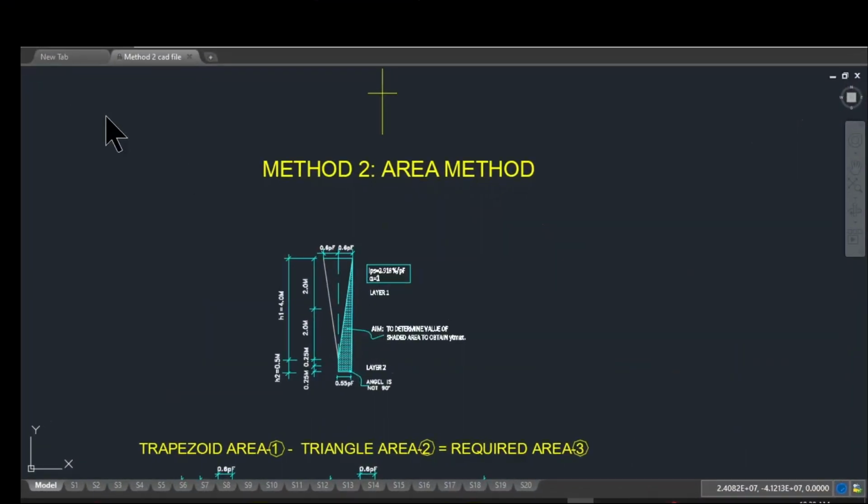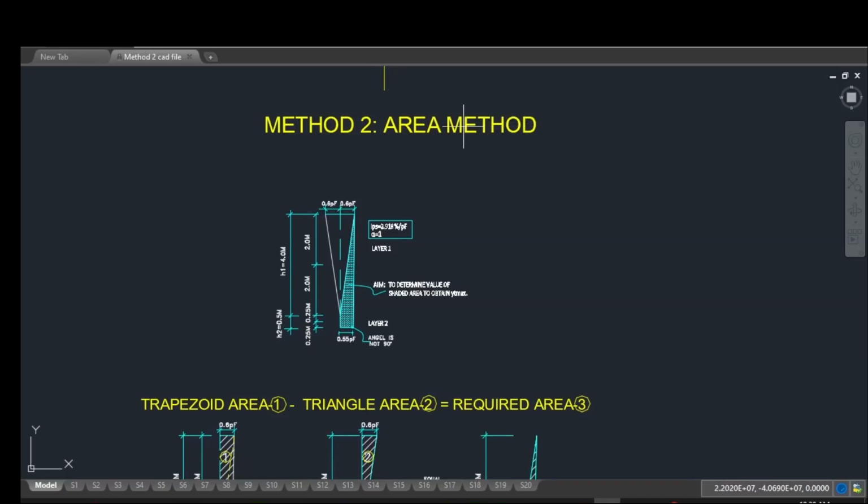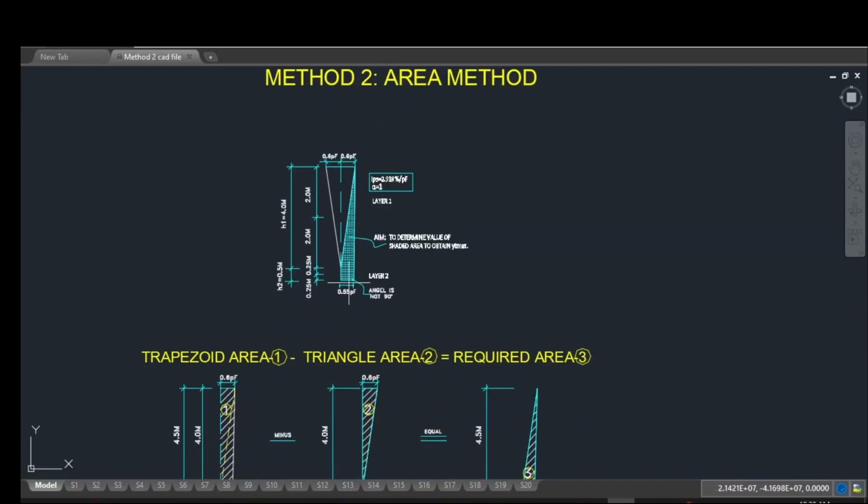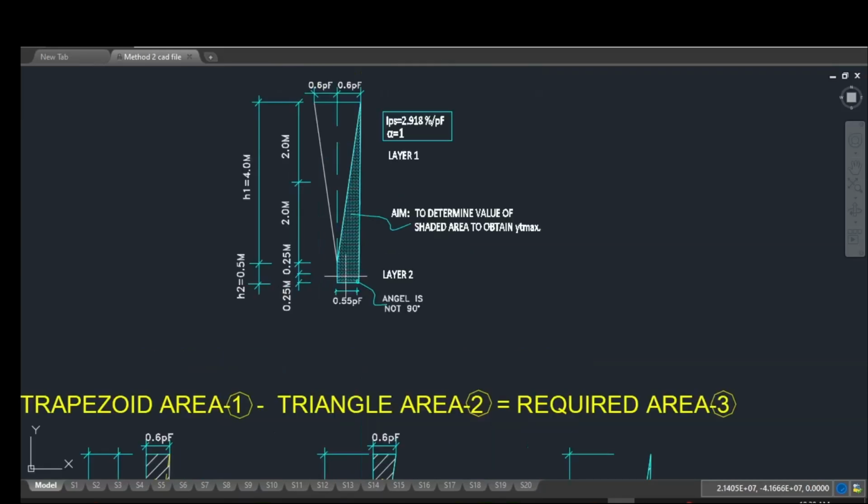Welcome back, and in this video we will quickly go through the second method to calculate the maximum effect of the trees, ytmax. Before watching this video, we highly recommend you watch the previous videos just to have a better understanding of all the parameters we will discuss here. I hope by now we all know that we need to work out this hatched area to be able to determine the ytmax. In method 1 we discussed the trigonometry method, and now we will look at the area method.